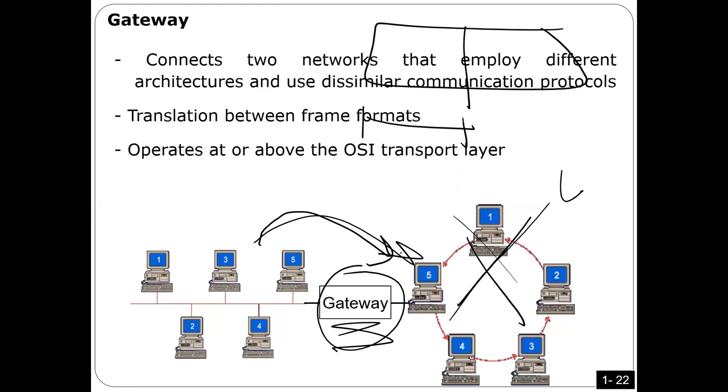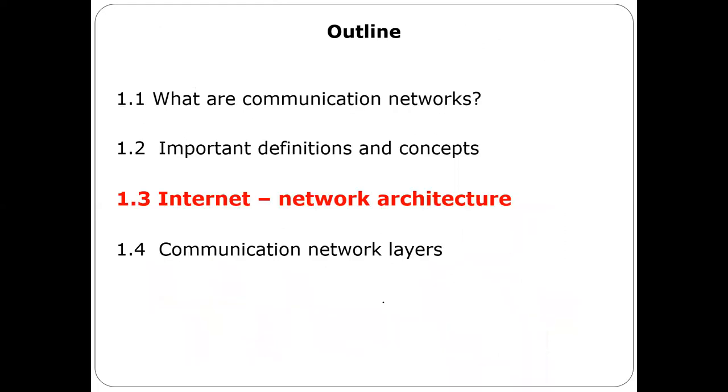So you can think of this one: a switch is used to connect computers in the same network. A router is used to connect computers in different networks. But a gateway is used just to transform from one protocol to another. If all the networks are using the same protocol, you may not need it.